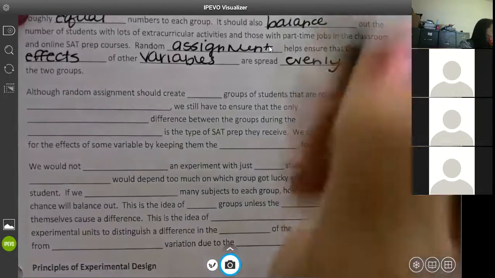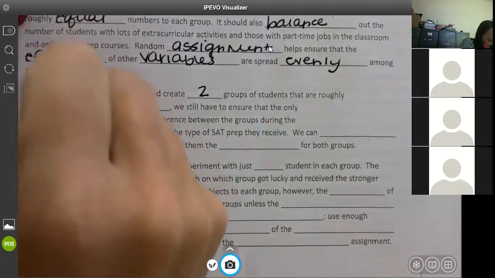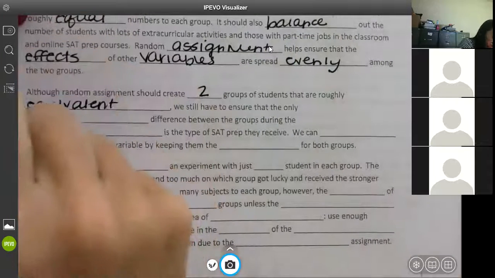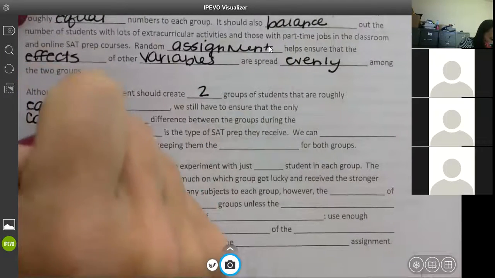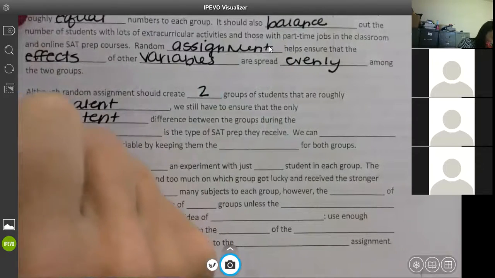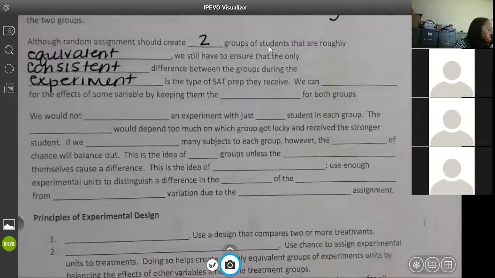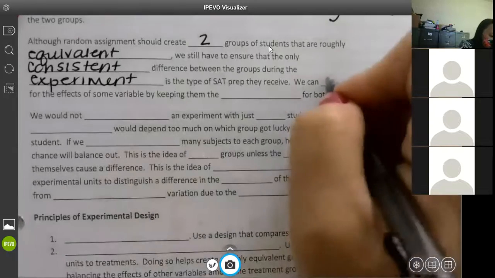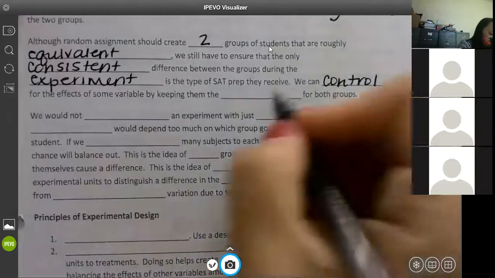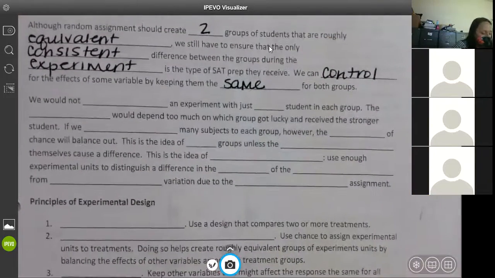Although random assignment should create two groups of students that are roughly equivalent, we still have to ensure that the only consistent difference between the groups during the experiment is the type of SAT prep that they would receive. We can control the effects of some variables by keeping them the same for both groups. So we'll talk about control later.